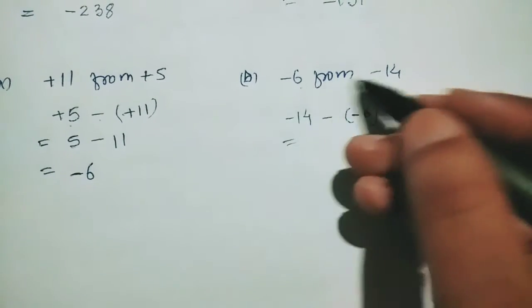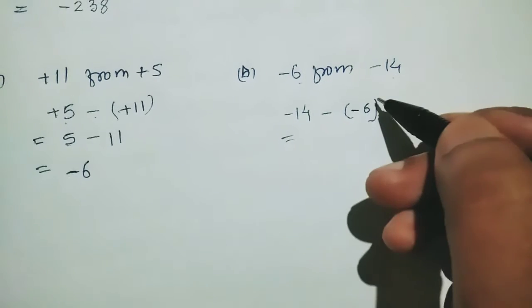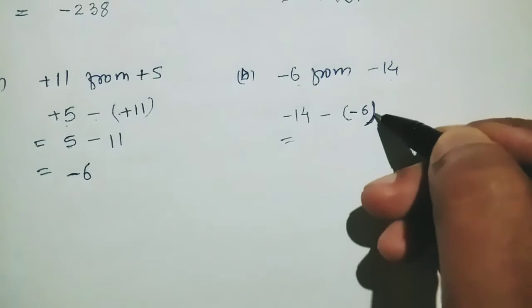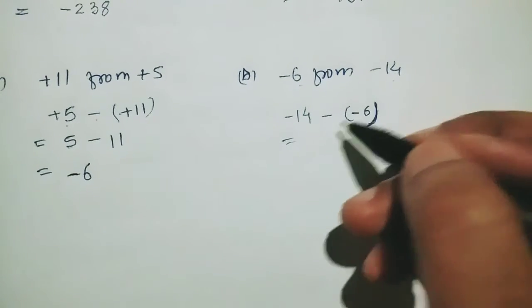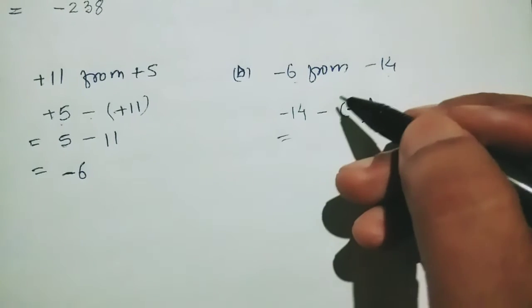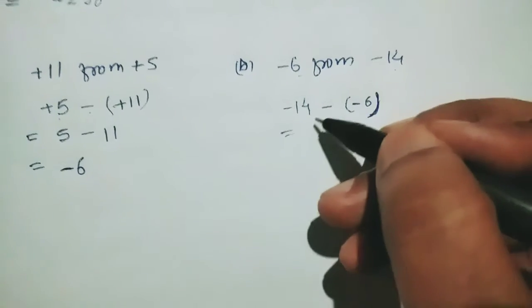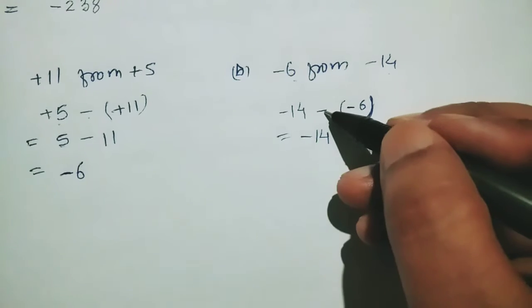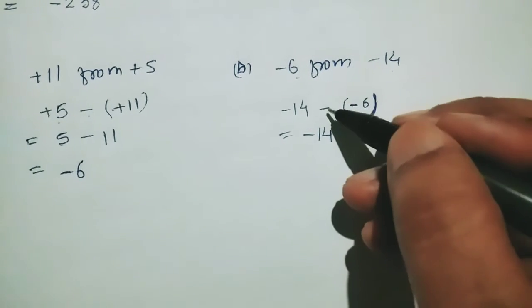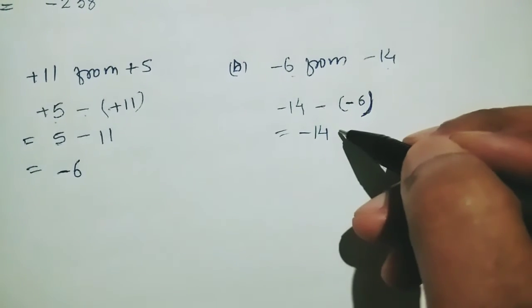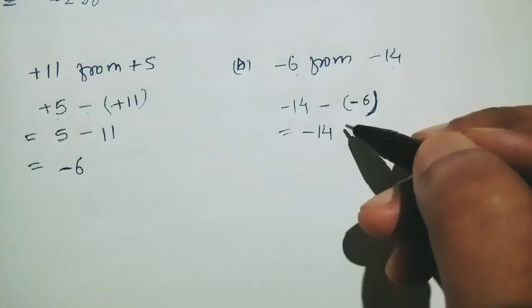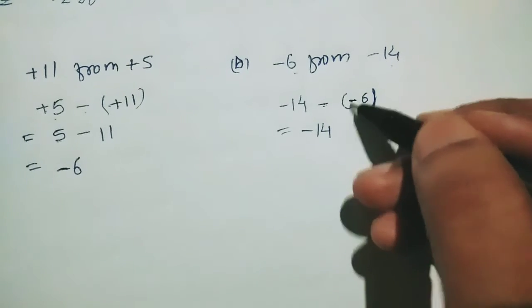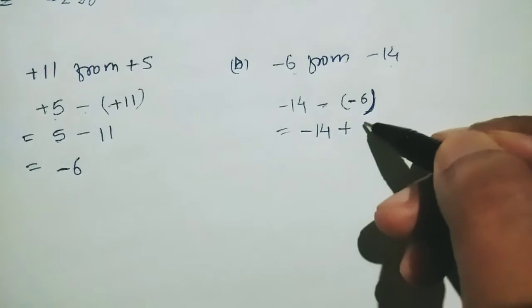So now these two integers have the same sign. Same sign means what? You have to add it, but here minus is there. Here the subtraction question is there. So what will happen? Minus 14 you will write. Then here minus sign is there and minus sign is there. So minus minus will become plus. Okay, the rule of multiplication you have to remember. Minus minus is always plus. So you have to give here plus 6.